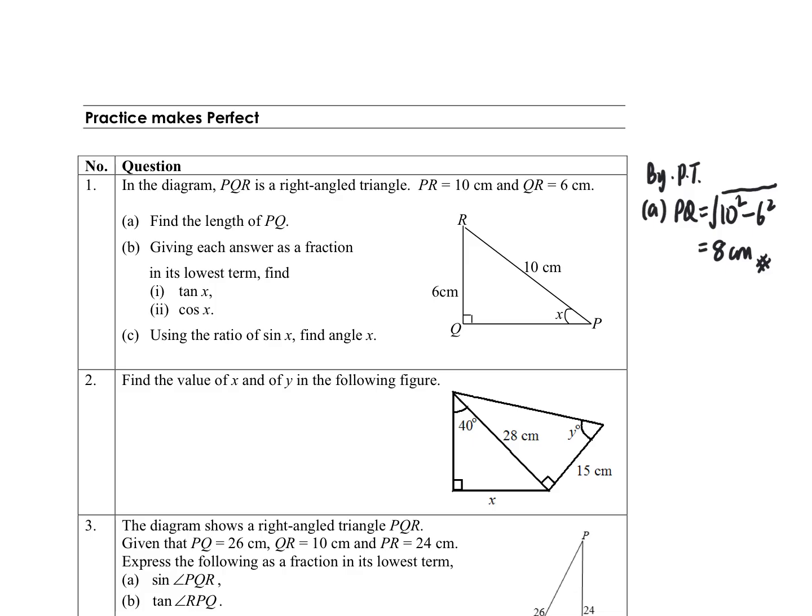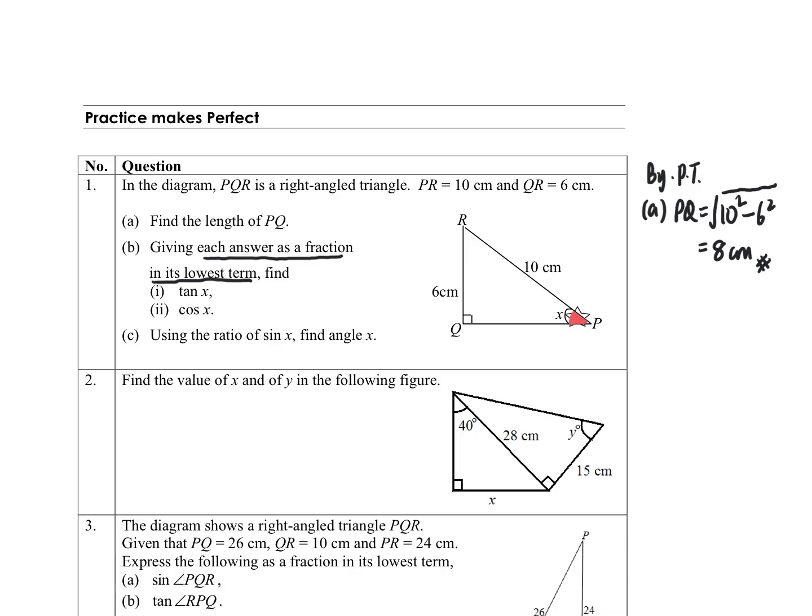Okay, next one is if they ask for the fraction in its lowest term. So I want to find tangent of this angle. Instead of using theta, they use x, so no problem. How come become star? Nowadays, they keep detecting weird shapes. Okay, whatever. So anyway, this is the angle that they are talking about.